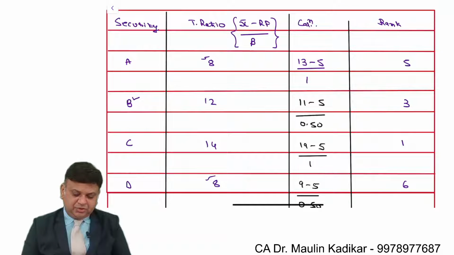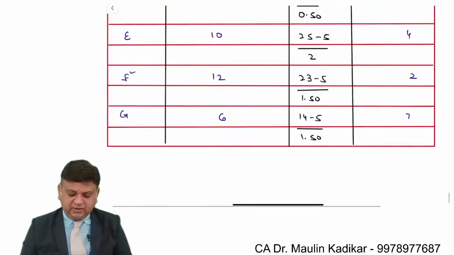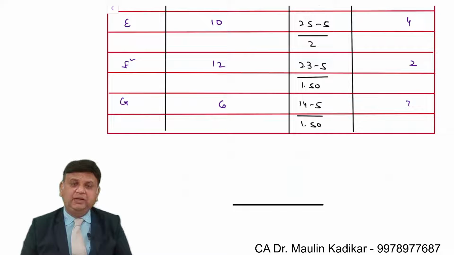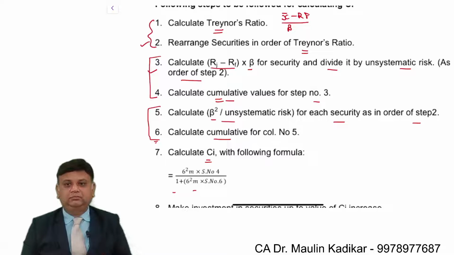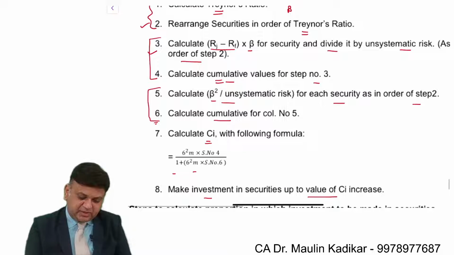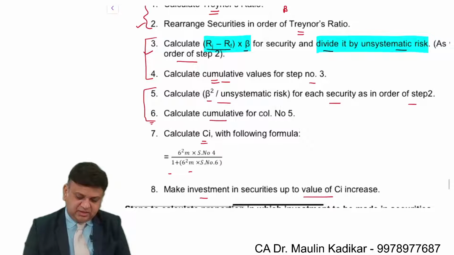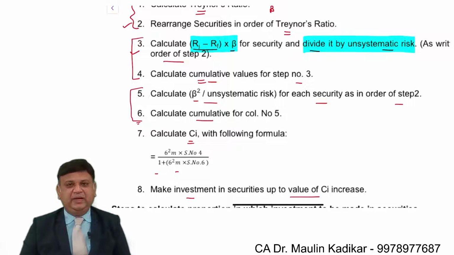Now after making calculation of the Treynor's ratio and giving rank to it, step number 2 will be rearranging the securities. We'll calculate the X bar minus RF multiplied with beta, divide the same with the unsystematic risk, and its cumulative value will be calculated.